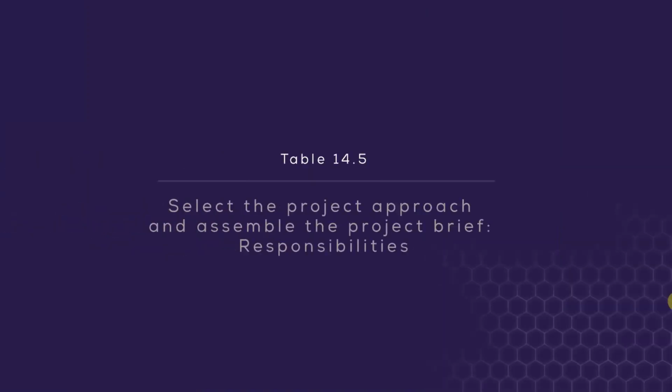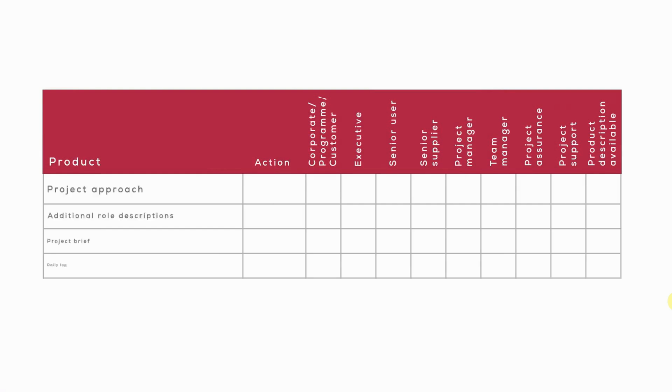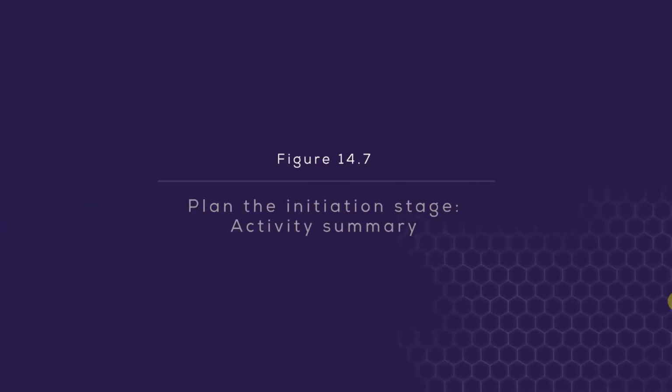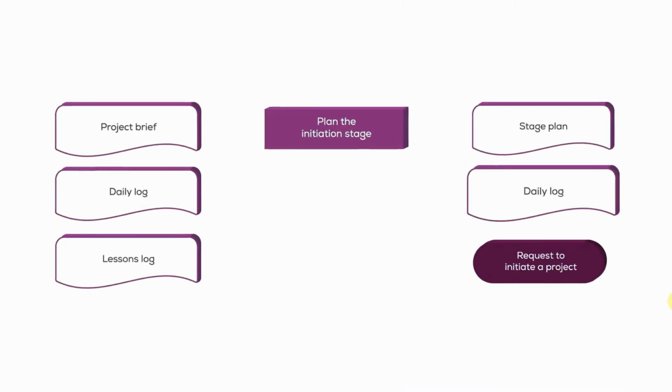So let's have a look at this table of responsibilities now for this activity. So project approach created by the project manager. Additional role descriptions created by the project manager, the project brief assembled by the project manager, and the daily log will be updated by the project manager. So the project manager really responsible for a great deal of the activity happening during this activity. And then the final activity of this process is plan the initiation stage.